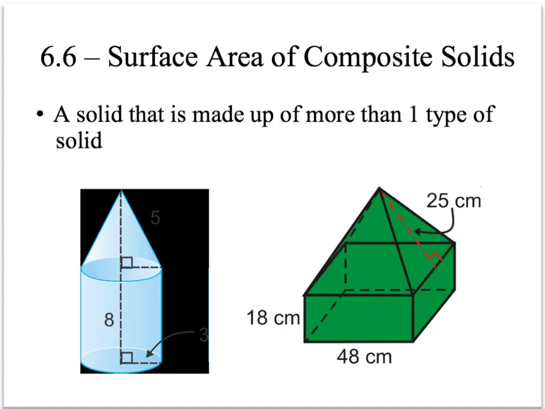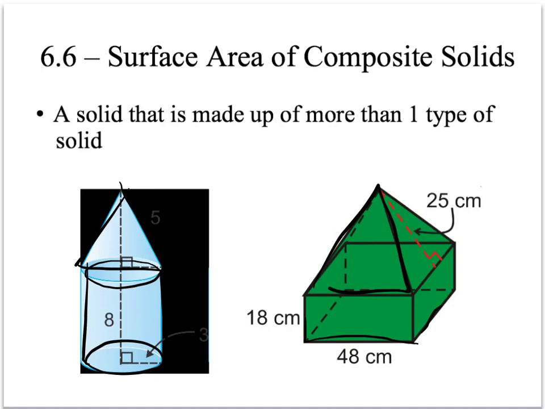A composite solid is a solid that's made up of more than one type of solid. Basically, it's taking everything we've done and putting it together. A couple examples here. You have a cylinder, which we know how to find the surface area of, and a cone. You take those two and add them together to find the surface area. Here's another example: a rectangular prism at the bottom and a pyramid at the top, and you'd obviously add those two together.